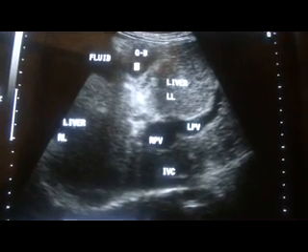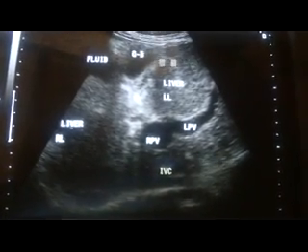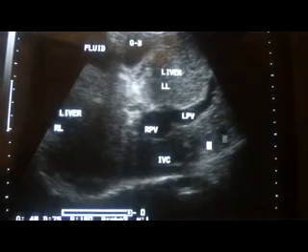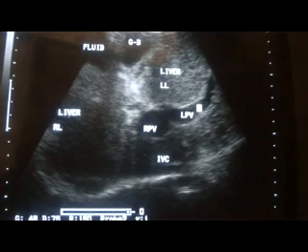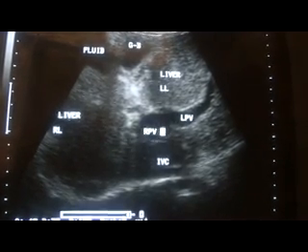Okay. Now this is the left portal vein, it's dividing. This is the ligamentum venosum. This is the caudate lobe. This is the IVC, and this is the left lobe of the liver in transverse section. Whereas this is the right lobe of the liver.